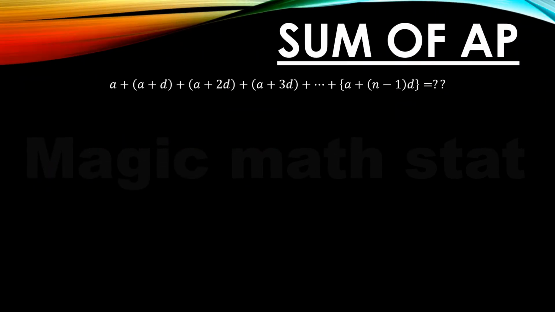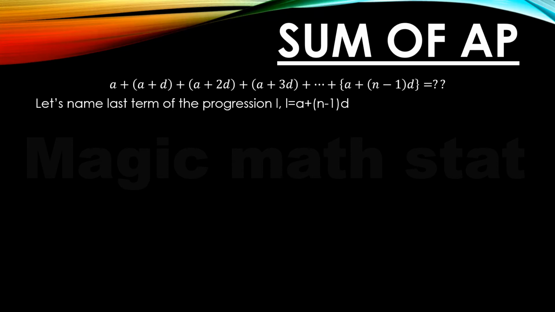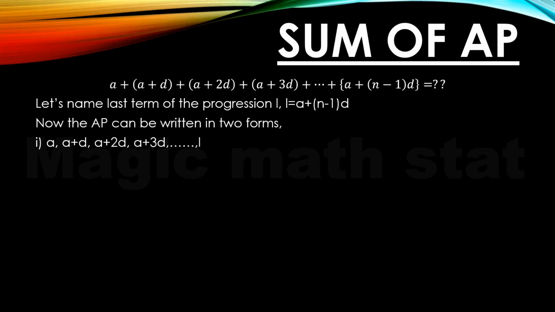A plus D plus A plus 2D plus A plus 3D up to n terms, which is A plus n minus 1 D. Let's see how to calculate this sum. Let's name the last term, or nth term, of this progression L. That is L equals A plus n minus 1 D. Now this AP can be written in two forms. If we start from the beginning, that is A, then we get A plus D, A plus 2D, A plus 3D up to L, since the last term is L.